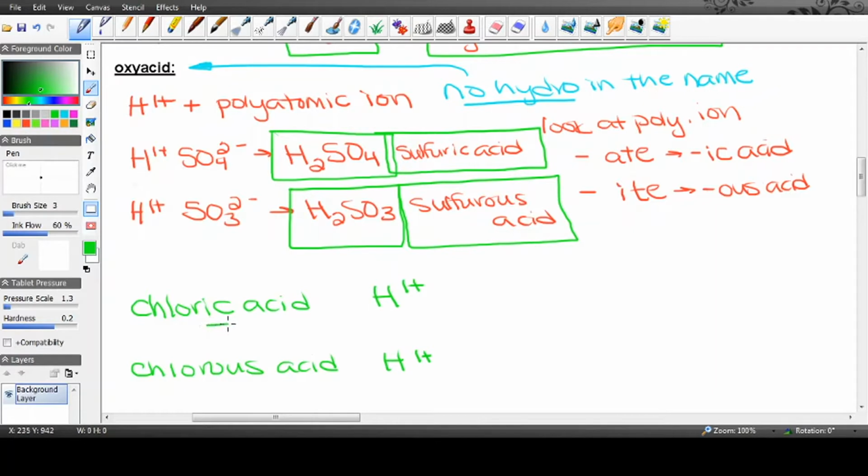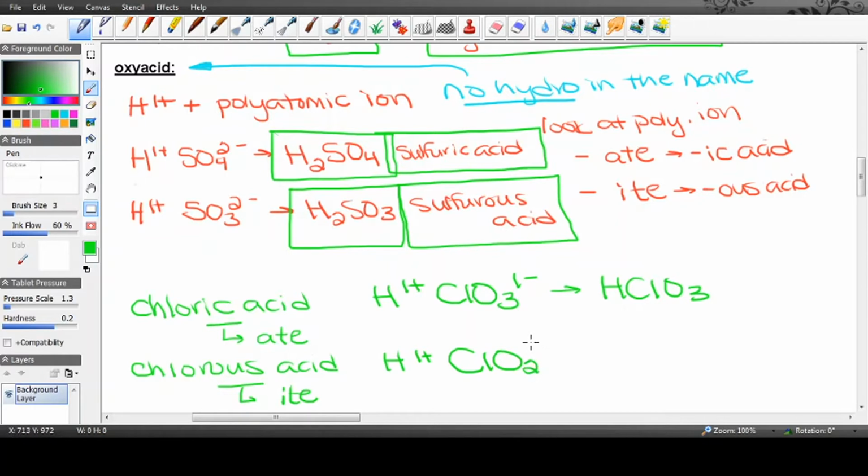If the ending is -ic, it comes from the polyatomic ion ate. It came from chlorate. Chlorate is ClO3, 1-. Balance your charges, HClO3. If the acid ending is -ous, it came from the polyatomic ion ite. It came from the chlorite ion, which is ClO2, 1-. Balance your charges, HClO2.